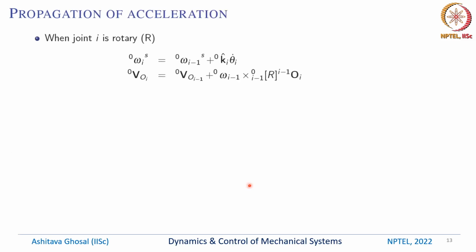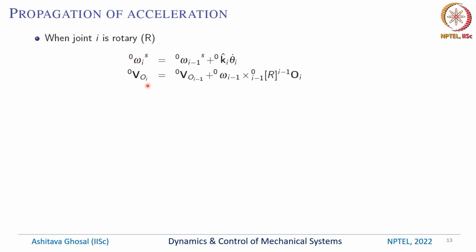The propagation of acceleration is a little bit more interesting, and we start again with the linear and angular acceleration of rigid body I with respect to the zero coordinate system. So as I said earlier, the angular velocity of rigid body I with respect to the reference coordinate system, or the zero coordinate system, is nothing but the angular velocity of the I minus 1 with respect to the zero coordinate system, S stands for space fixed, plus the rotations at the joint. This is when it is connected by a rotary joint.